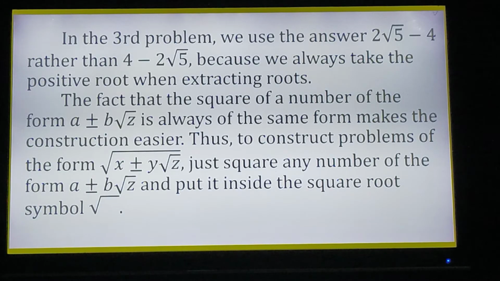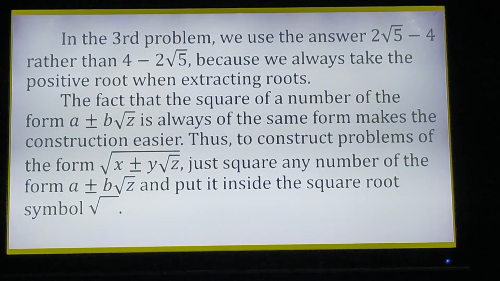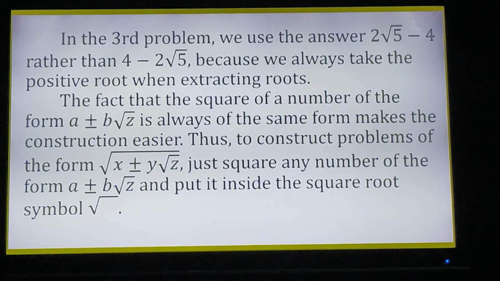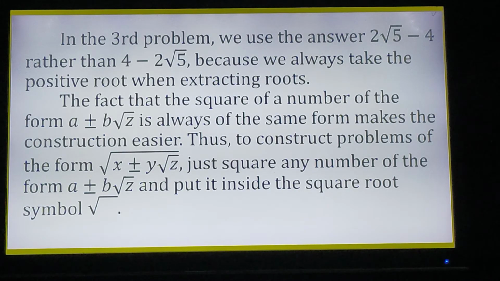Okay, I mentioned this earlier. In the third problem, we use 2 square root of 5 minus 4 rather than 4 minus 2 square root of 5. Now, the fact that the square of a number of the form a plus or minus b square root of z is always of the same form makes the construction easier. Thus, to construct problems of the form square root of x plus or minus y square root of z, just square any number of the form a plus or minus b square root of z and put it inside the square root symbol.